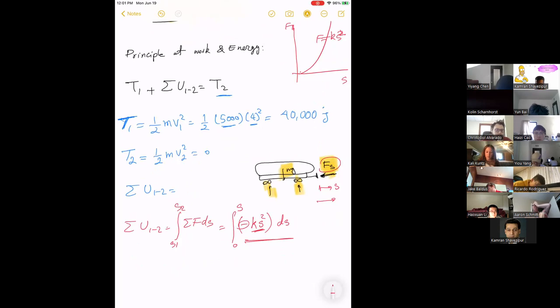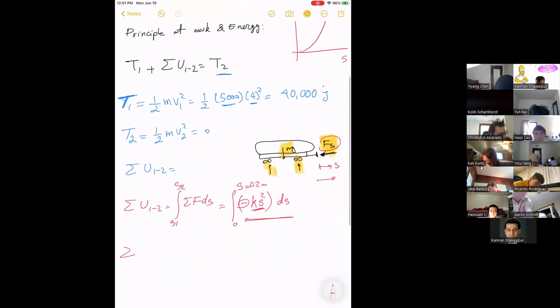So if you do that, how much is the final S? The problem says this has to be 0.2 meter. So the work of external forces is the integration from 0 to 0.2 of minus Ks squared ds. You guys calculate this and give me the number. One minute to do it.